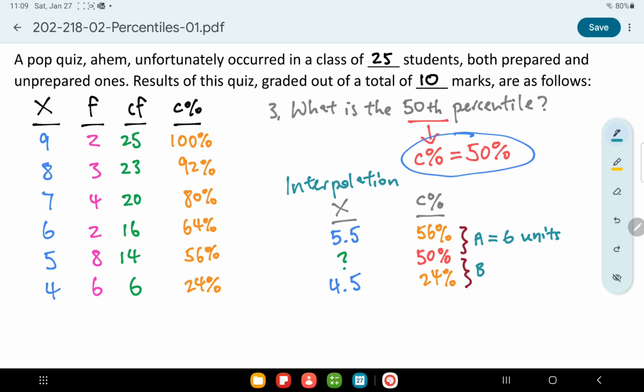And of course by units we actually are referring to the percentage, but regardless, for demonstration purposes it is okay to indicate such. And with B, what are the number of units? We've got 26 units right here.